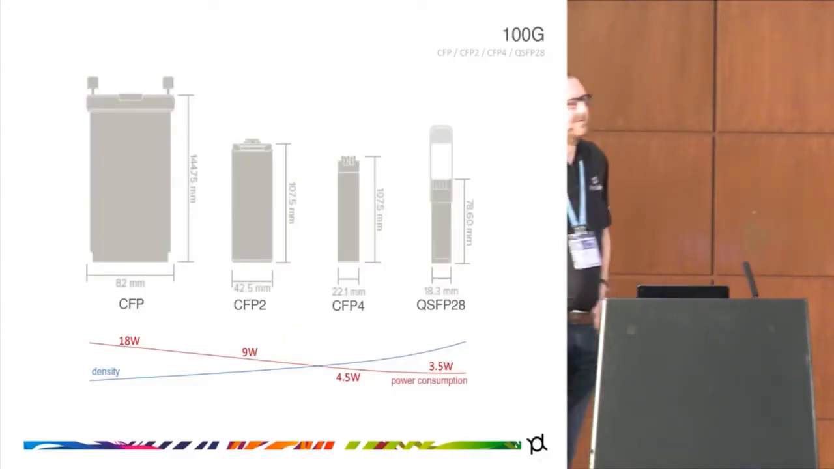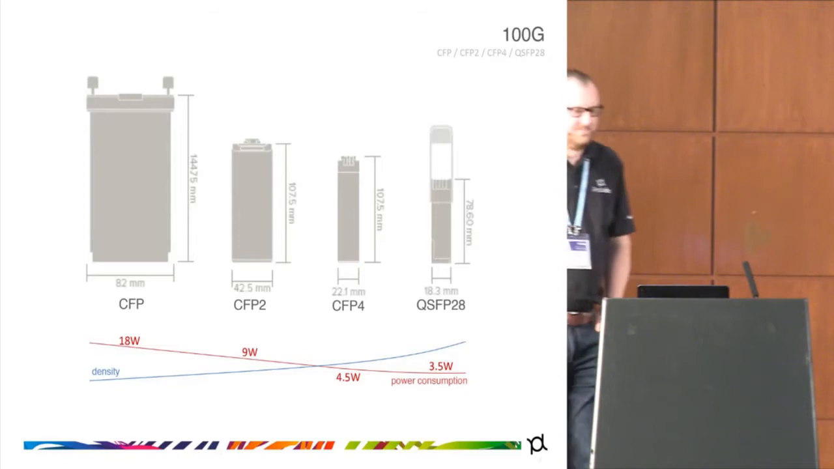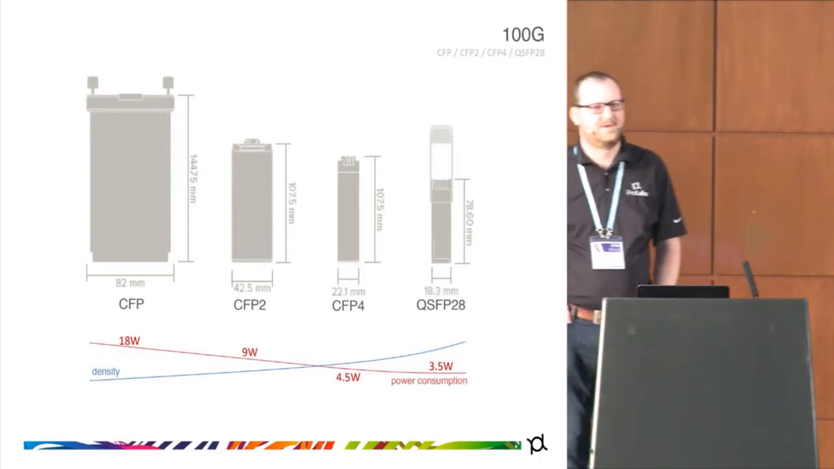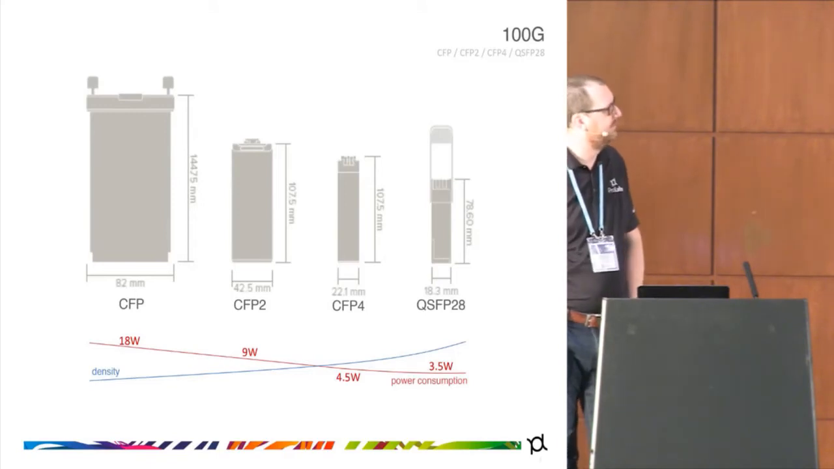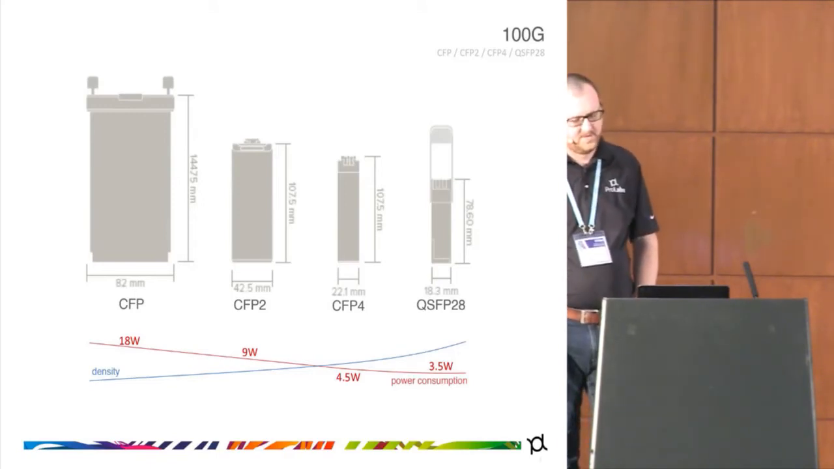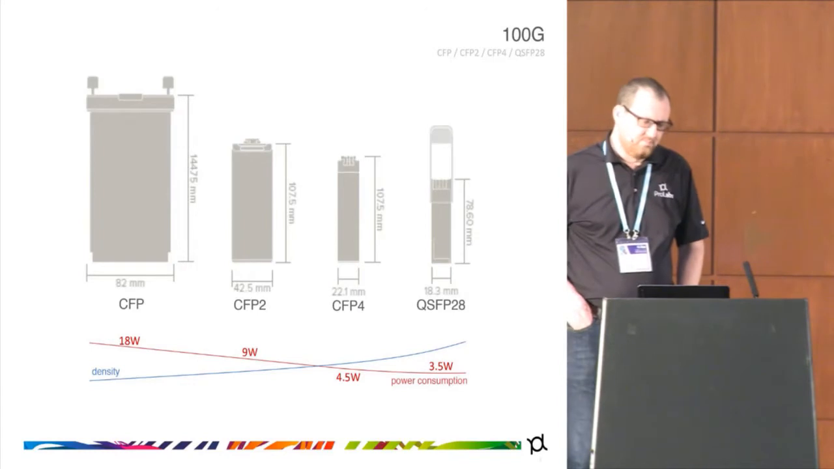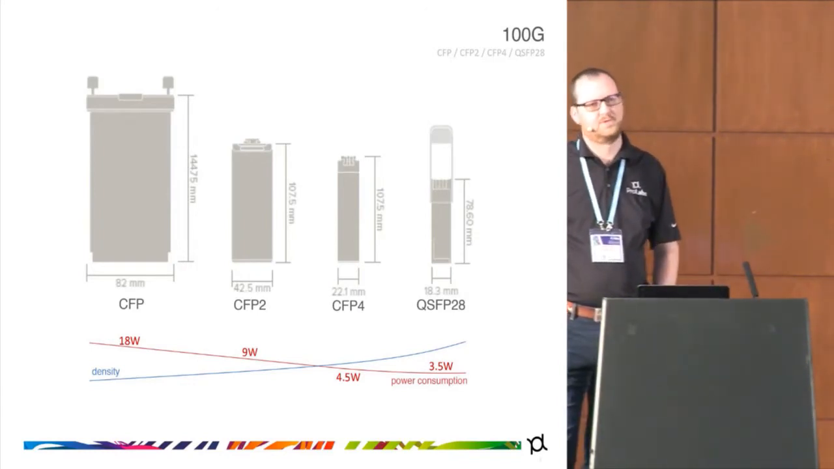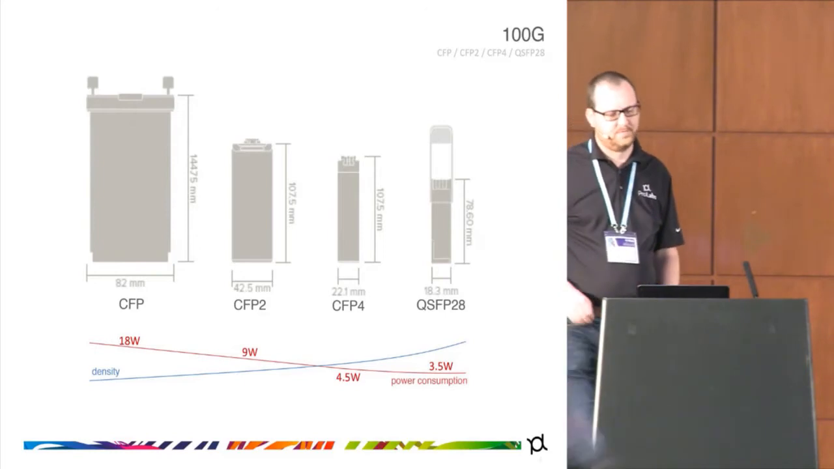So, form factors. Started big with CFPs, got smaller with CFP2s, and now we've got CFP4 and QSFP28s, which mean you get more density in the same space, but also less power consumption, which is important as you deploy more.